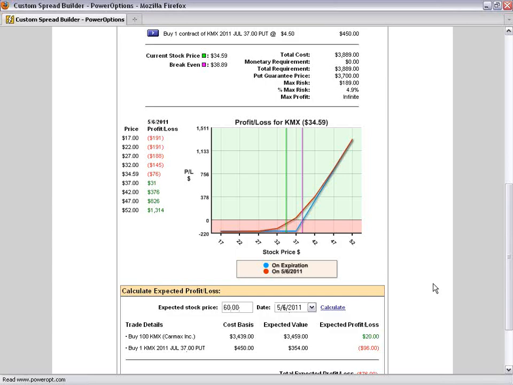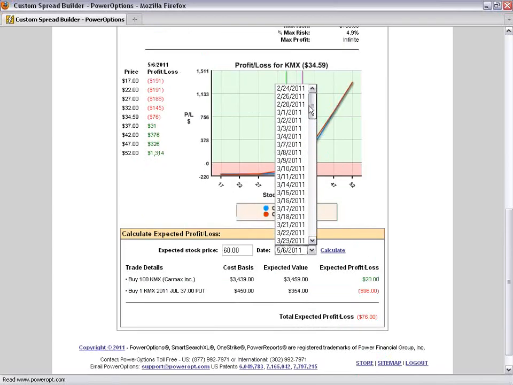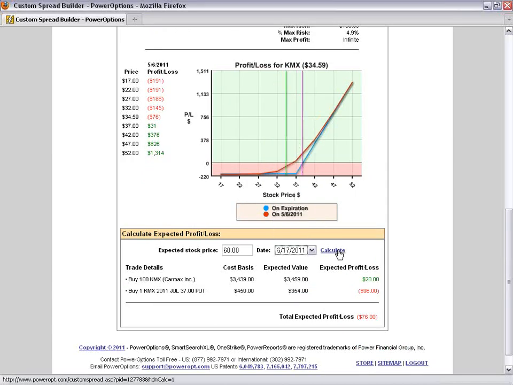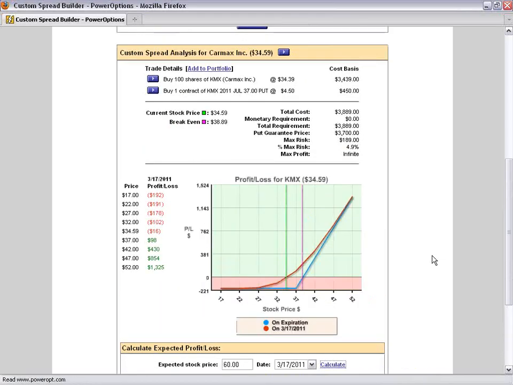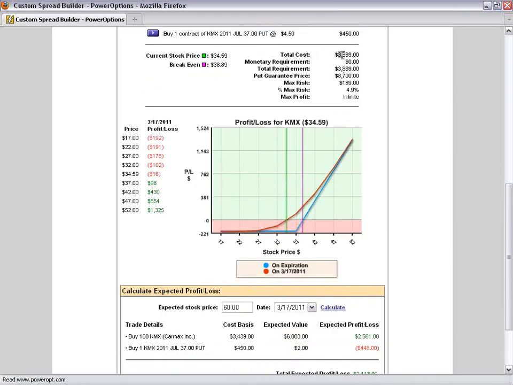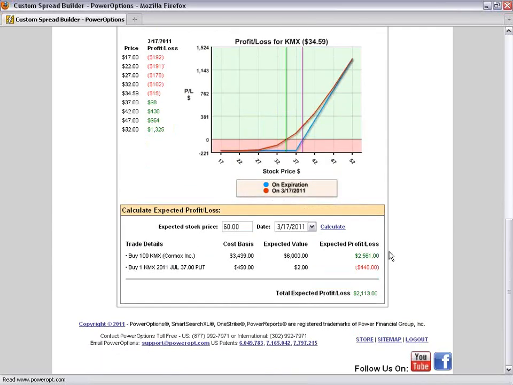Stock trading at $60 on, what is today, the 23rd. So let's just say St. Pat's Day on 3/17. Let's go about 2 weeks out. My profit on 100 shares of stock, on a $3,900 investment, would be $2,113. Could I adjust the position at that point?